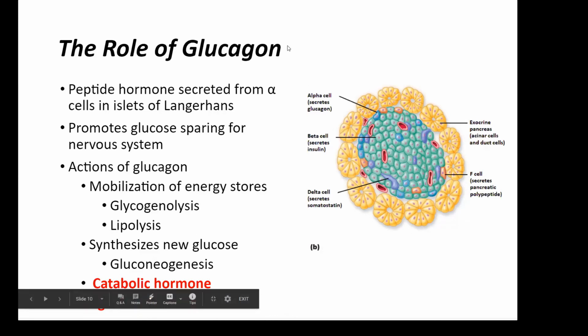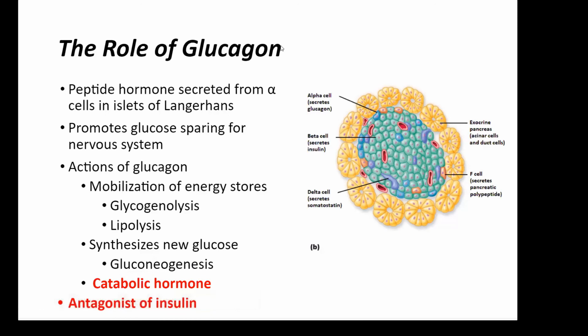We would refer to glucagon as a catabolic hormone. Catabolic means breaking stuff down. Okay. Glucagon is an antagonist of insulin, just means it works against it, has the opposite effect.